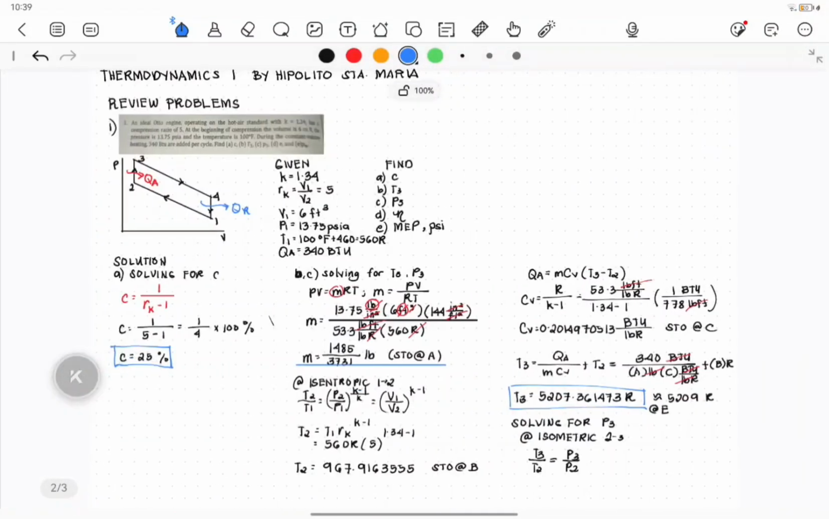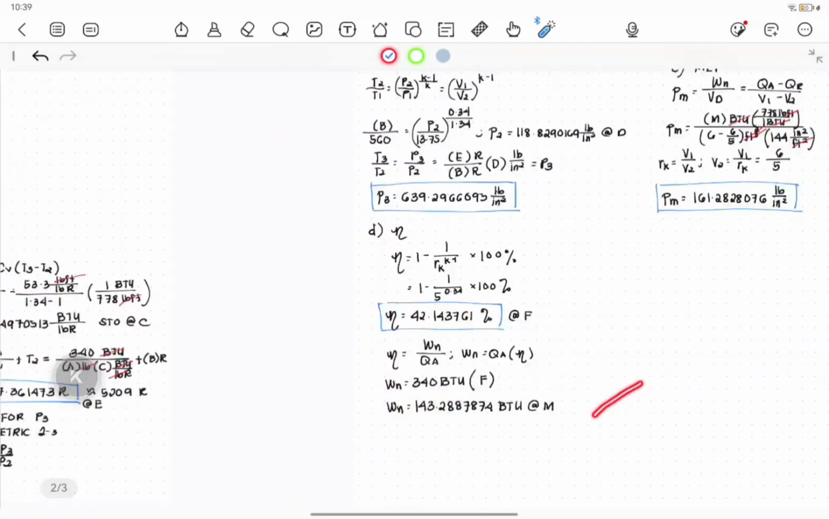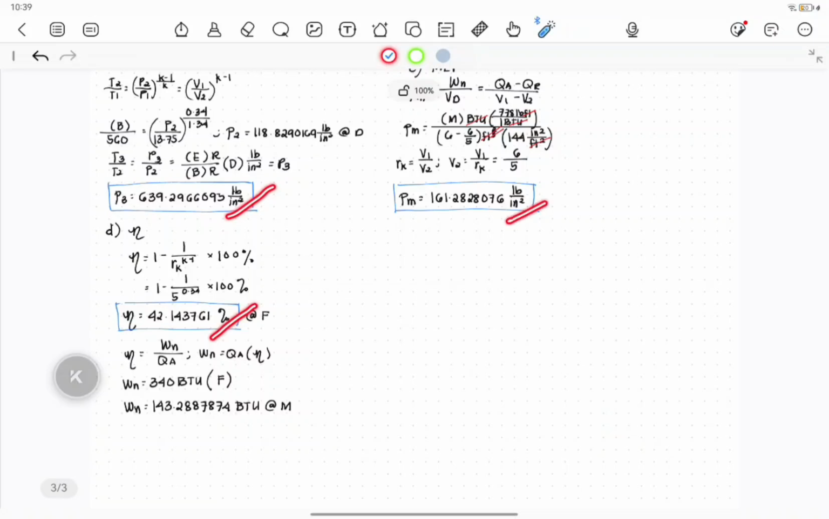So we get our T3, our P3, our efficiency, and our mean effective pressure.